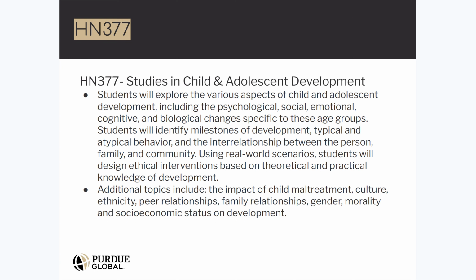HN 377, Studies in Child and Adolescent Development. Students in this course will explore the various aspects of child and adolescent development, including the psychological, social, emotional, cognitive, and biological changes specific to these age groups. Students will identify milestones of development, typical and atypical behavior, and the interrelationship between the person, family, and community. Using real world scenarios, students will design ethical interventions based on theoretical and practical knowledge of development.